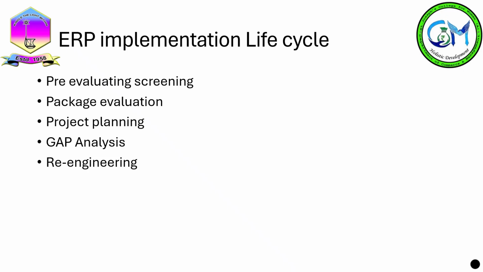Now we are going to discuss the ERP implementation lifecycle. It is the process of implementation of enterprise resource planning in any organization. It involves many steps and stages right from the start: the pre-selection process or planning for project implementation, package evaluation or analysis, project planning or design, implementation and operations. The ERP implementation lifecycle highlights the different phases of implementing an ERP system.